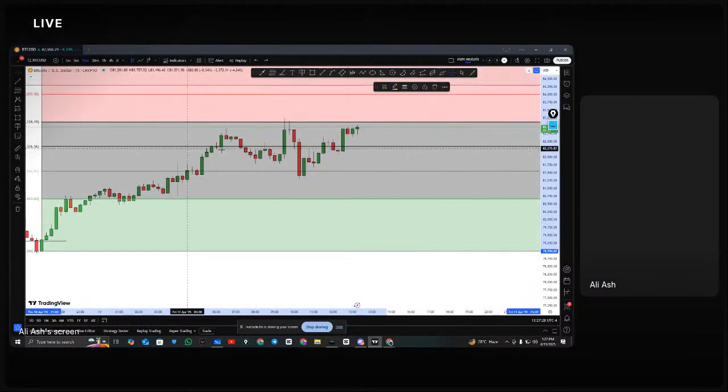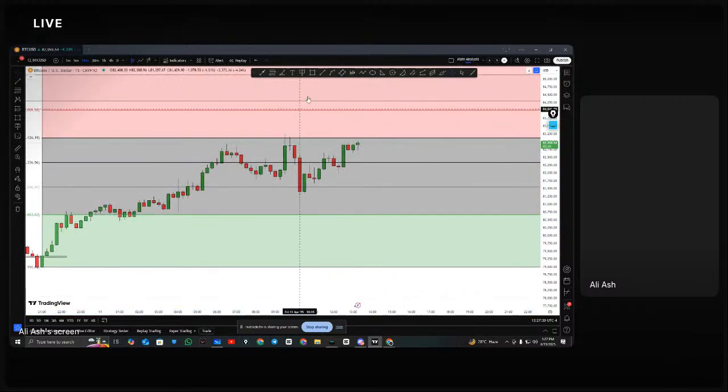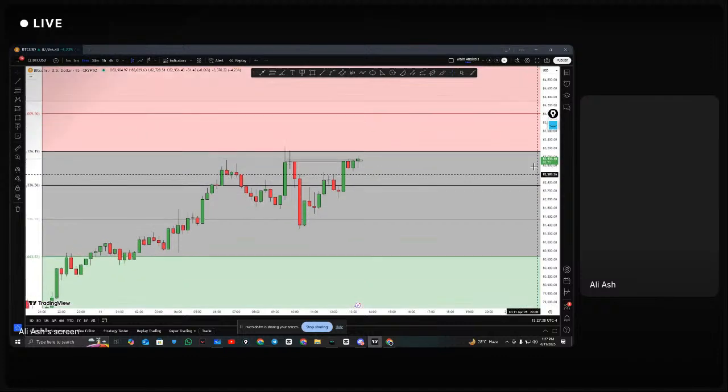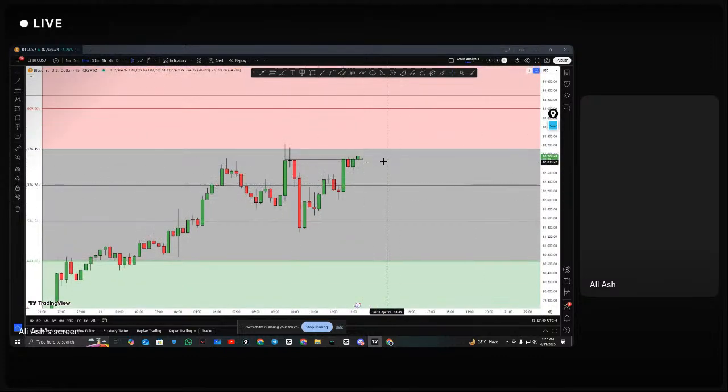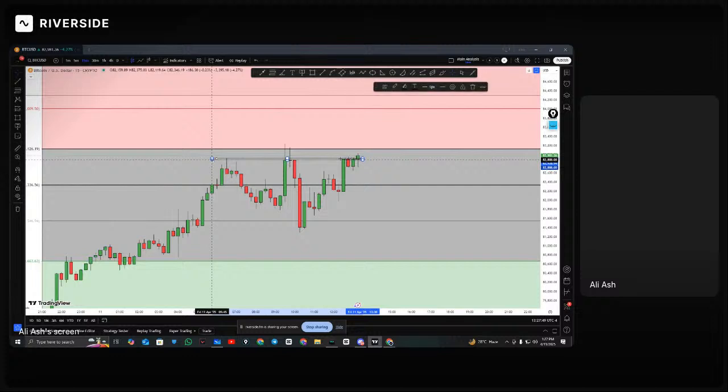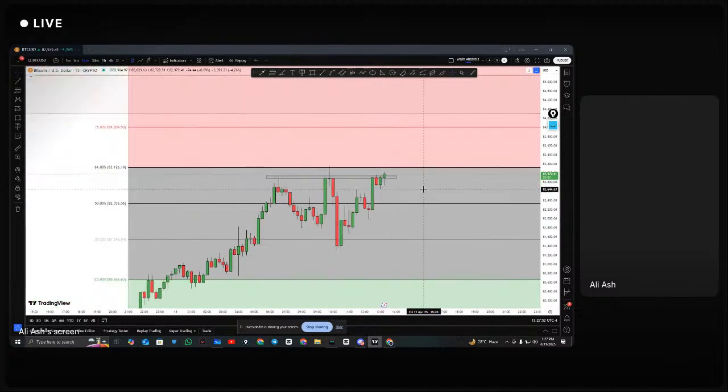Let's see what we are getting trapped by, and this will be the major change of character because we had this evening star. So if you're able to close over this level, then we will see a major change of character, and that will be support for the market to go over.